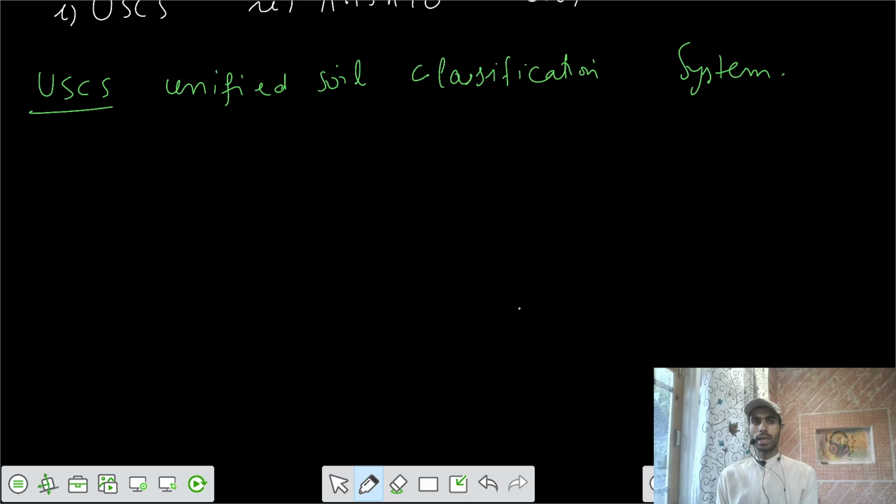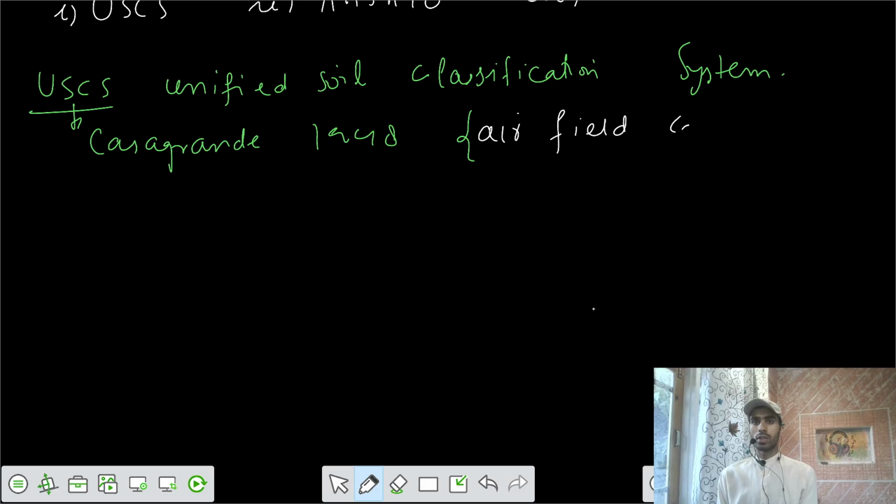This was given by Casagrande in 1948 for airfield construction. After that, it was used for all other civil engineering works like dams and embankments, and the design of those. So this is your USCS.